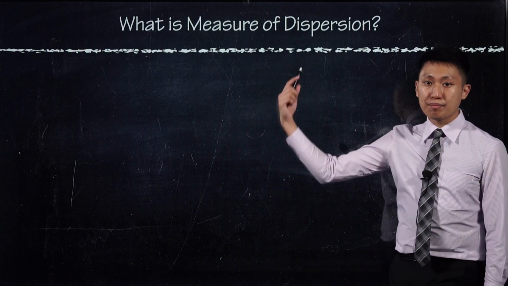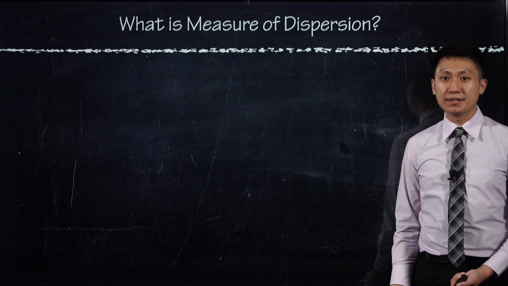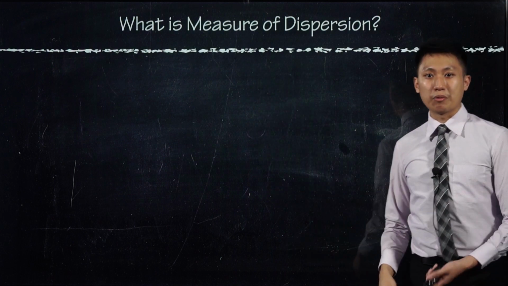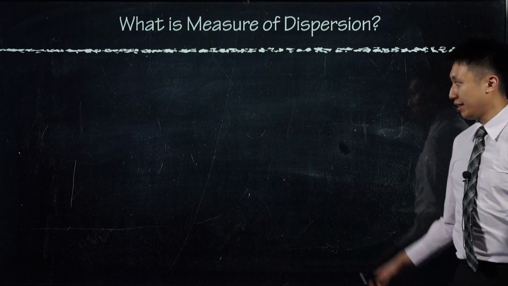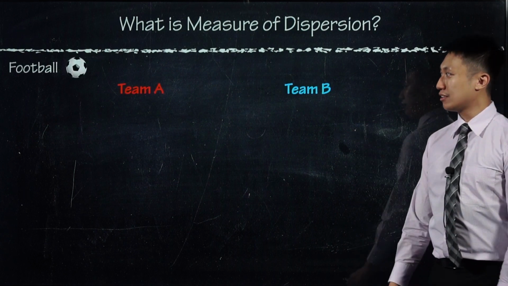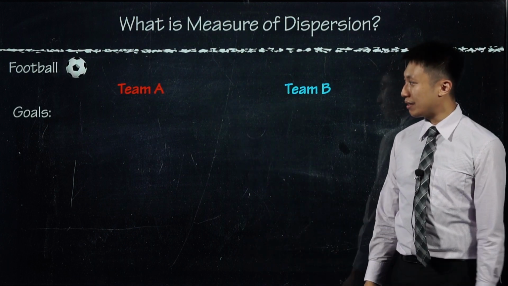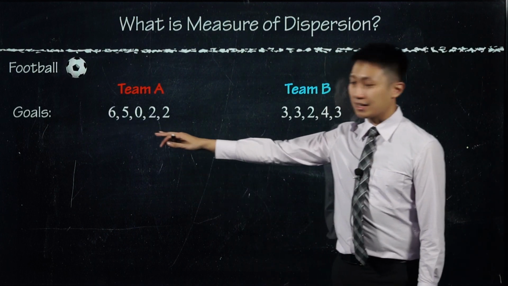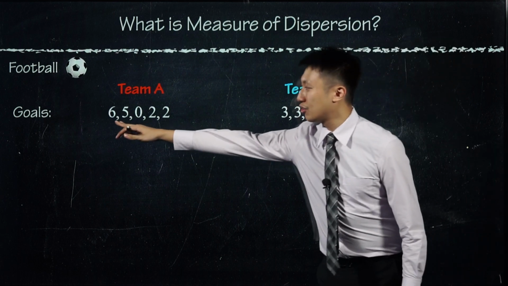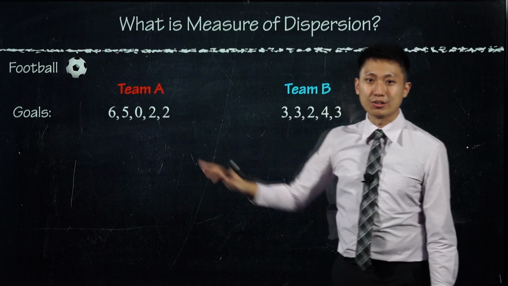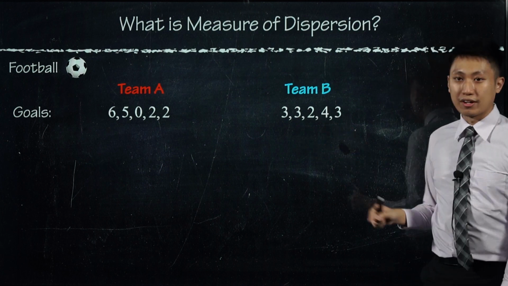Okay, what does it mean by measures of dispersion? We have been talking about this one, but we do not know what it means. Now let's explore. Let's talk about football team A and team B. We are given data like this: 6 goals, 5 goals, no goals, 2 goals, 2 goals. This one: 3, 3, 2, 4, 3 goals.